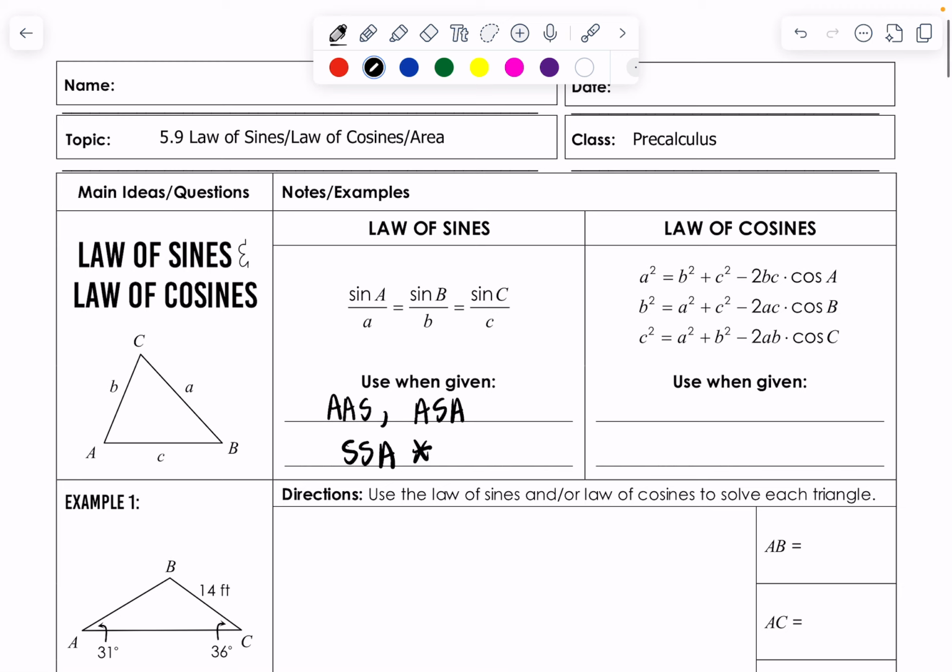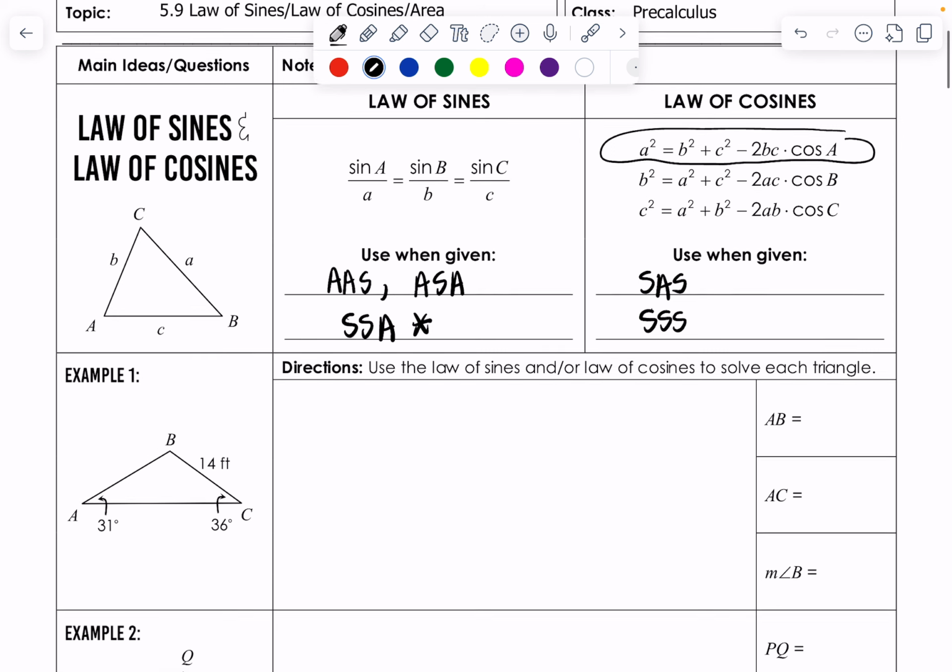Law of cosines, however, is used when it's side, angle, side, or if you just have side, side, side. This is one form of the formula. The other form we used isolated the cosine of the angle measure, and we'll use that in a bit.